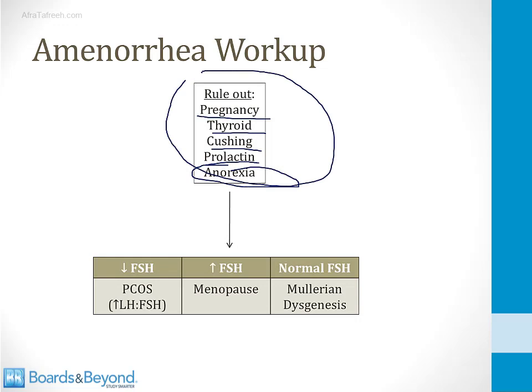Once all of these things have been ruled out, the FSH level becomes very important. The FSH level will be low in PCOS, or if it is normal, there will be a high ratio of LH to FSH. The FSH level is high, conversely, in menopause, and then you see a normal FSH level in Müllerian dysgenesis or some anatomic problem with uterine outflow and menses. And that concludes our module on the menstrual cycle.